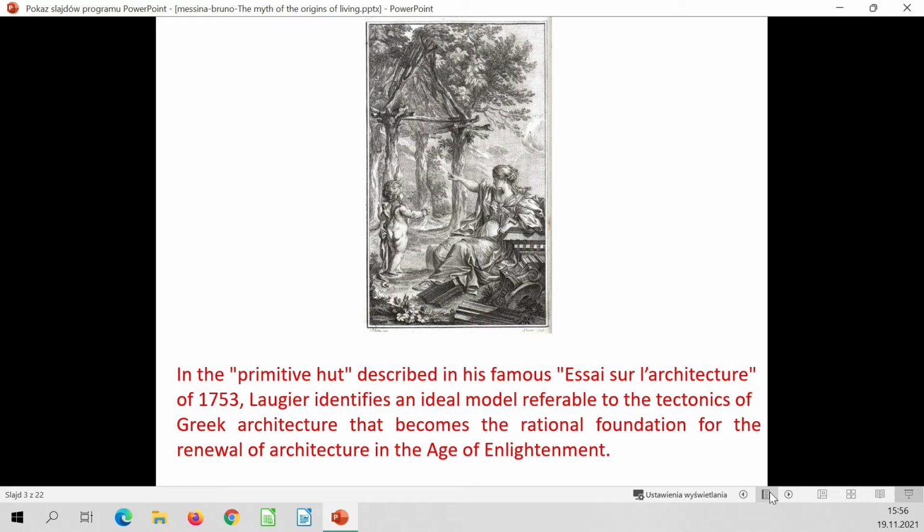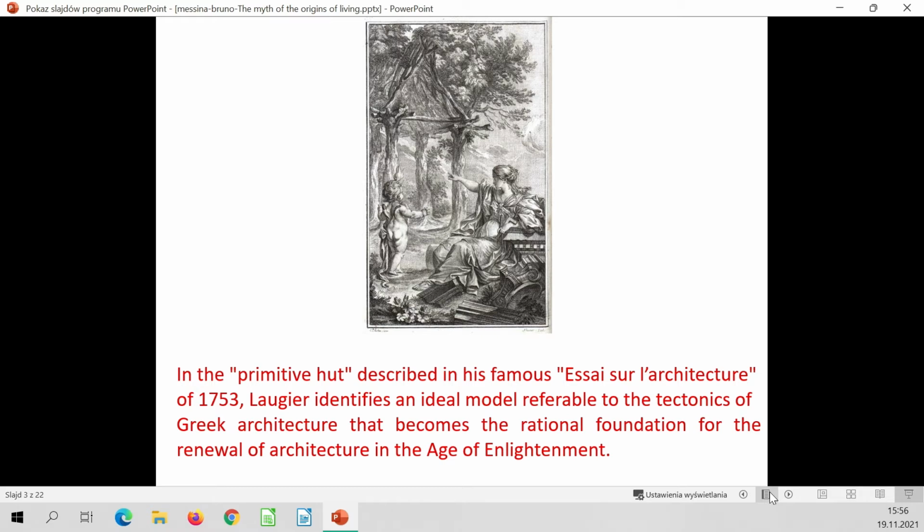In the primitive hut described in his famous Essai sur l'architecture, Laugier identifies an ideal model referable to the tectonics of Greek architecture that becomes the rational foundation for the renewal of architecture in the Age of Enlightenment.